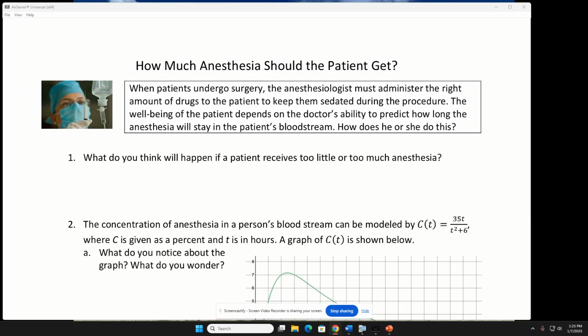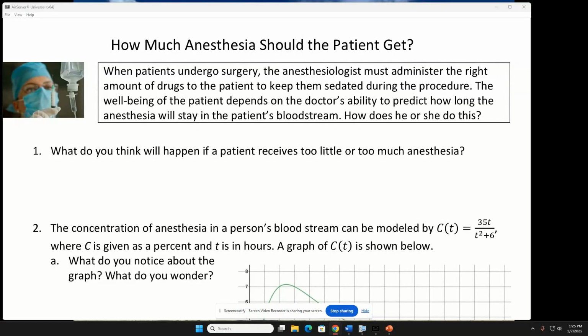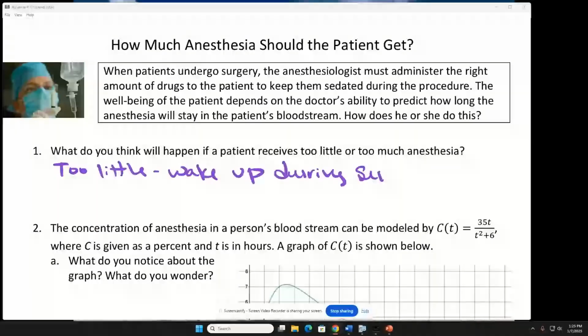Okay, so what do you think will happen to a patient if they receive too little anesthesia? They'll wake up. Yeah, that'd be terrible. What about if they get too much? They could die, or they could have a really difficult time waking up. Well, I'm gonna write that.